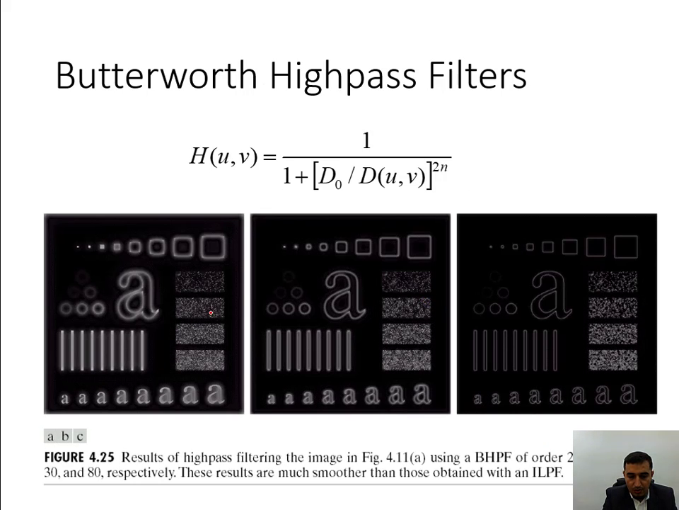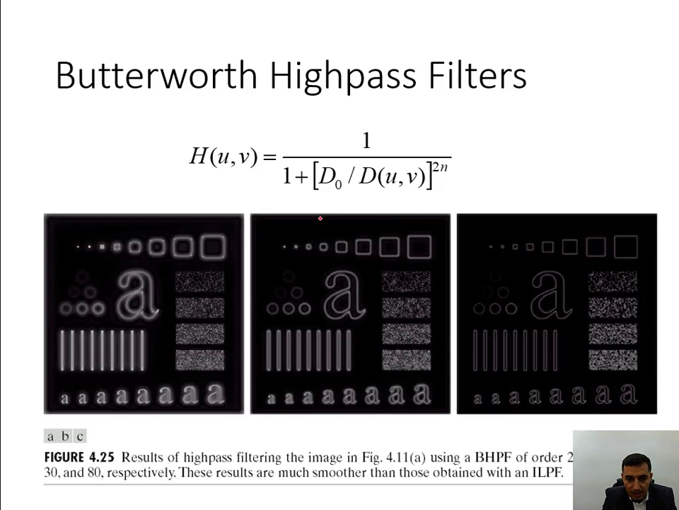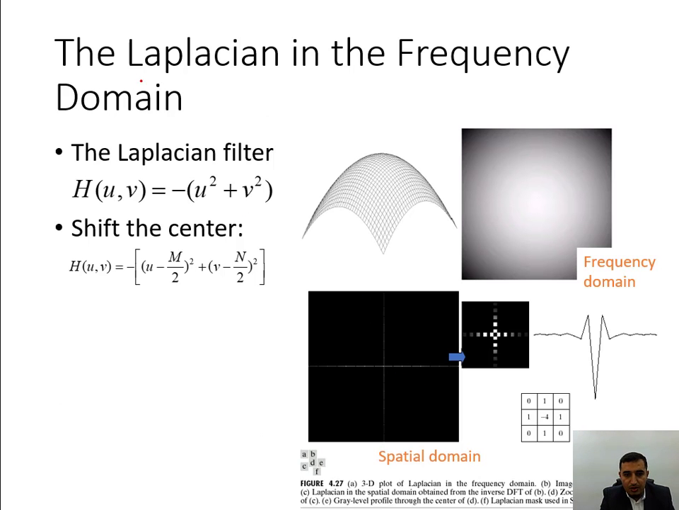So this is the Butterworth high pass filter. It becomes more and more refined. See here how the ripples are appearing in the image. Here they are disappearing, but in the Butterworth there are no ripples from the beginning, and you get better results, as you can see in your image. Here is the Gaussian. The Gaussian is giving even better results compared with the ideal and the Butterworth high pass filters.